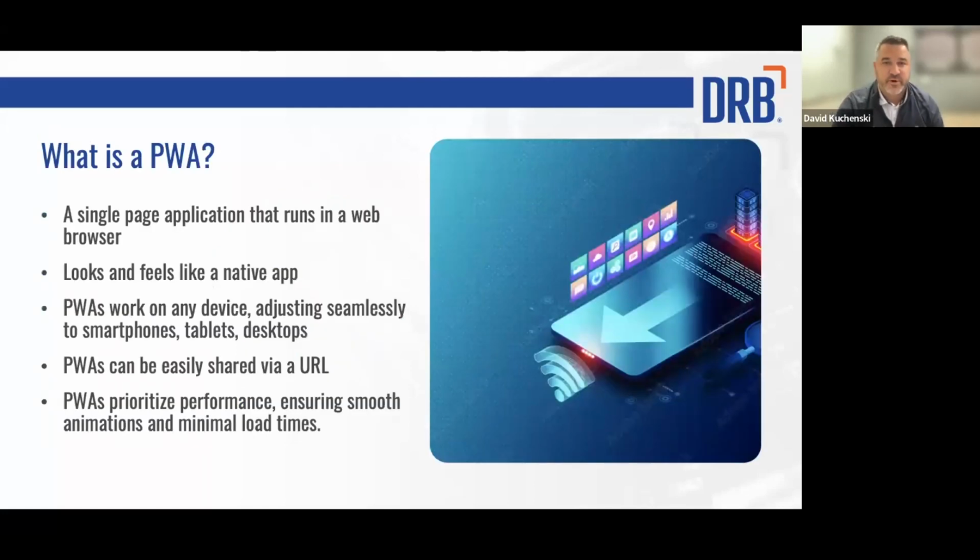So today we want to talk a little bit about progressive web applications, and what makes them different from native applications. A progressive web application is a single page application that runs in a web browser. It looks and feels like a native application, so a lot of the navigation, the way you click, the way it moves feels very much like a native application versus a website.